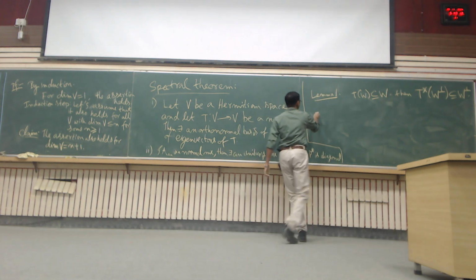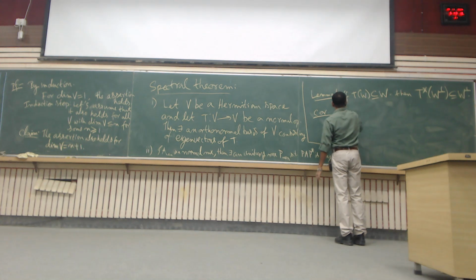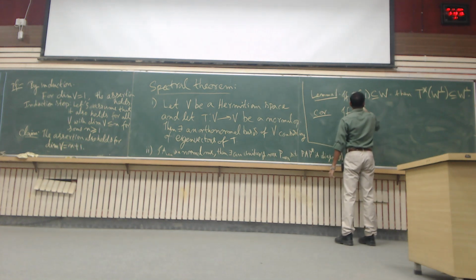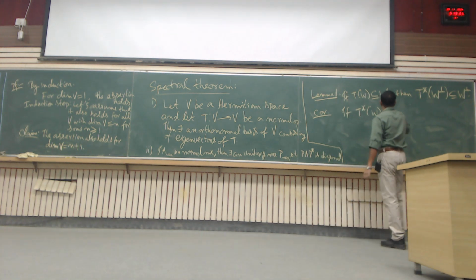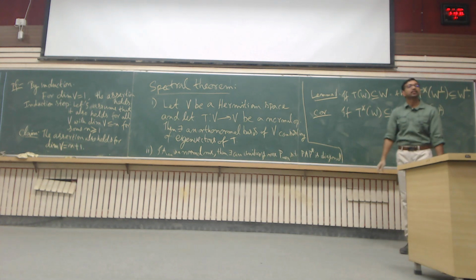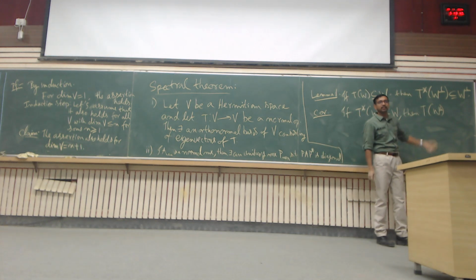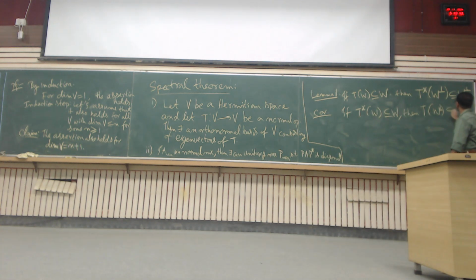Now a corollary from there, or an equivalent statement actually, is that if T star W is a subspace of W, then T W, what can you tell about that? Oh, wait a minute. T of W perp, yes, is a subset of W perp. You are just changing the roles of T and T star.